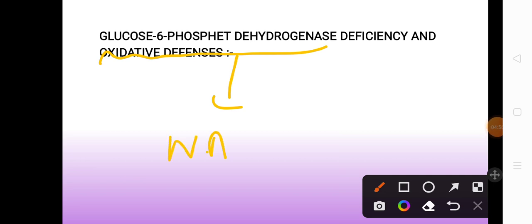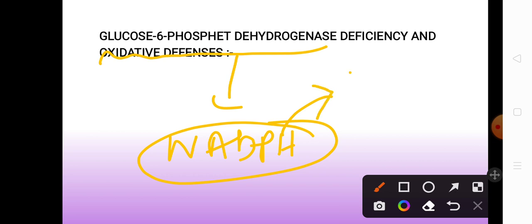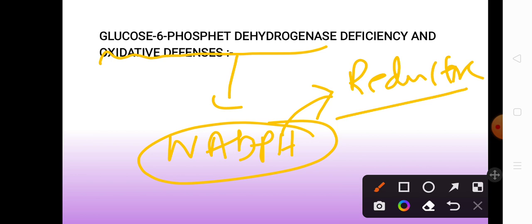And as NADPH is not being produced, it will hamper many reductive biosynthesis processes and also lipid biosynthesis, right? Because we have just learned that NADPH acts as an electron donor in synthesis of fatty acids, right?